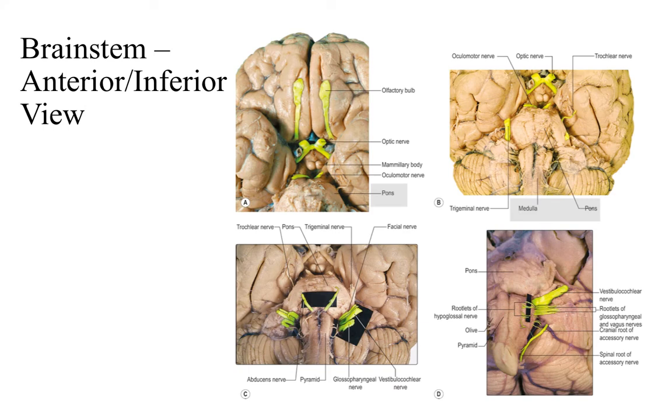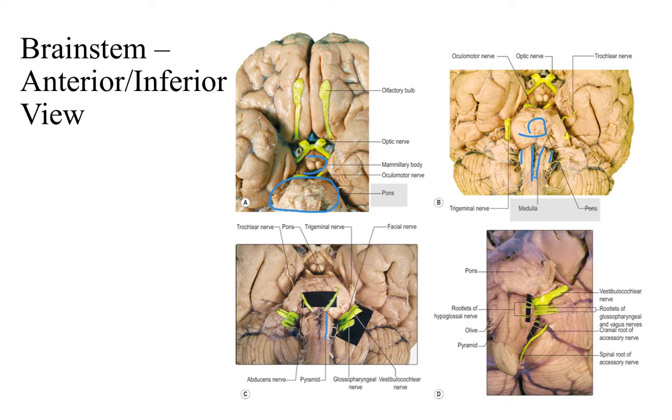All right, just looking at an inferior view and an anterior view at some of the structures we just talked about. So here's the pons. Here are the mammillary bodies, so you can see the relation of the pons to the mammillary bodies. Here we see the olives of the medulla, the pyramids of the medulla, as well as the pons right here.